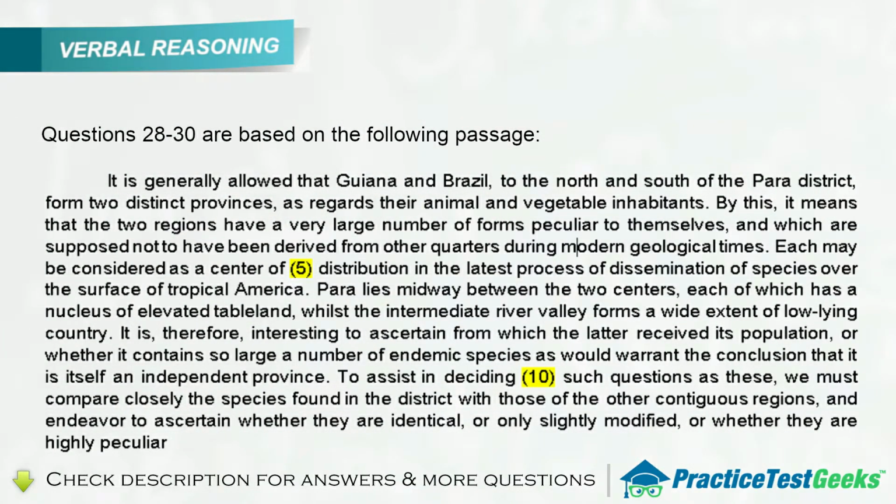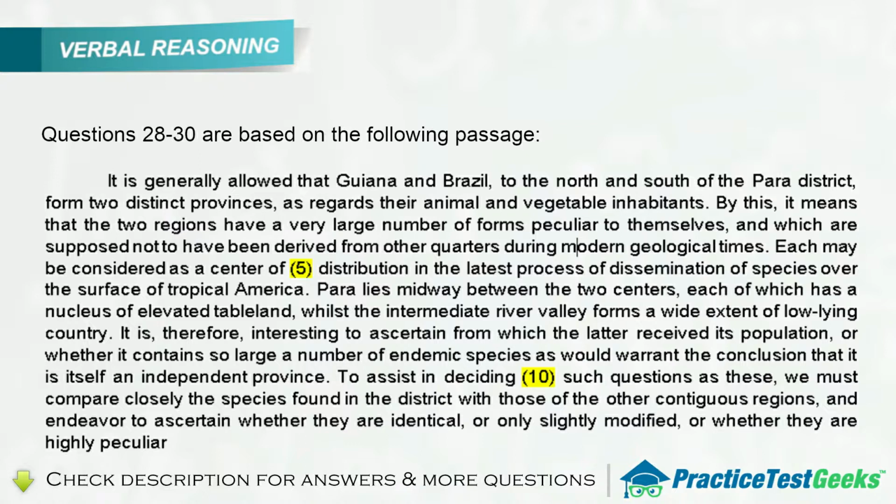Questions 28 to 30 are based on the following passage. It is generally allowed that Guyana and Brazil, to the north and south of the Para district, form two distinct provinces, as regards their animal and vegetable inhabitants. By this, it means that the two regions have a very large number of forms peculiar to themselves, and which are supposed not to have been derived from other quarters during modern geological times. Each may be considered as a center of distribution in the latest process of dissemination of species over the surface of tropical America. Para lies midway between the two centers, each of which has a nucleus of elevated tableland, whilst the intermediate river valley forms a wide extent of low-lying country.